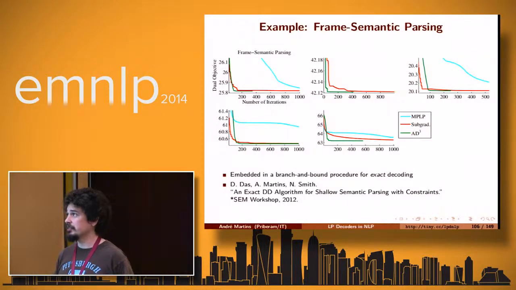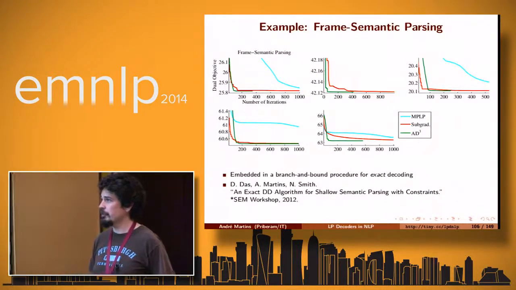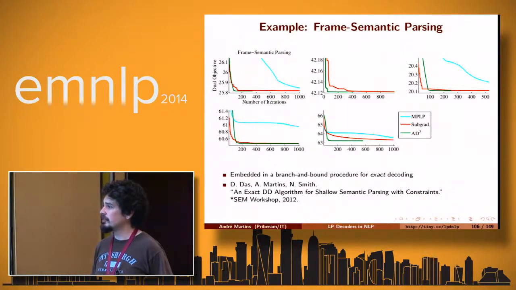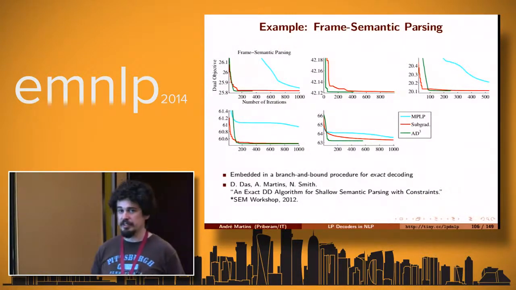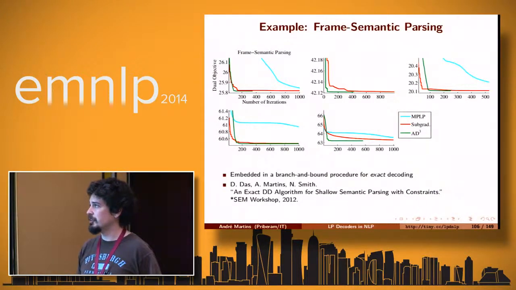And this is an example. So actually it's not getting stuck in any of these examples, but it's taking a long time to improve the dual. But if you compare subgradient with AD cubed, AD cubed is usually much faster. So here I'm showing the number of iterations, but each subproblem takes the same amount of time in both cases. So if this was time, it would be the same.